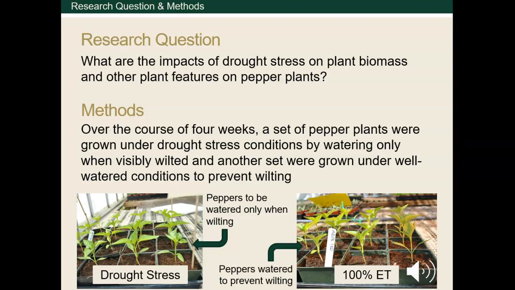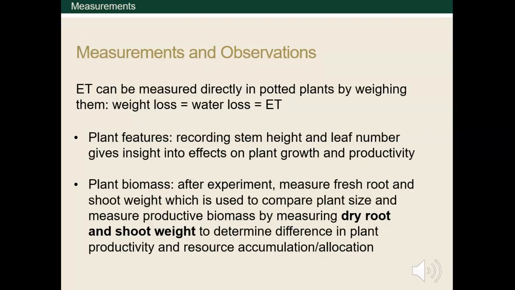Our control treatment is going to be a set of pepper plants that we watered before there was any sign of wilting. This means we were replacing the water lost from evapotranspiration. We're calling it 100% ET. Our other treatment is a set of pepper plants that will only be watered after we notice signs of wilting to create some conditions of water stress within the plants. Although we won't necessarily make this measurement, it is possible to measure ET directly by weighing the pot. The loss of weight over time represents water loss through evaporation and transpiration.